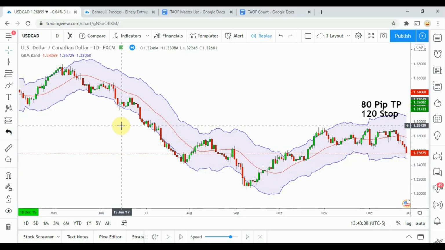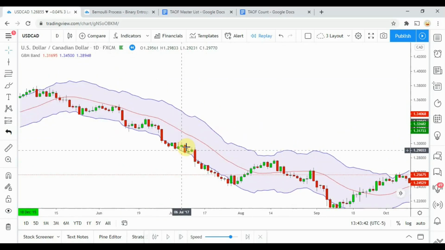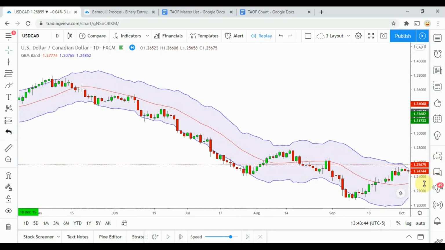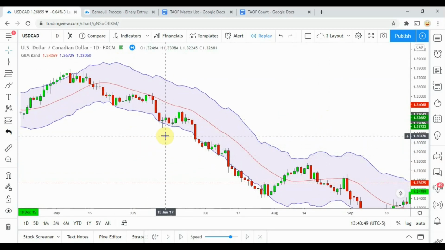So that might be a little bit difficult to understand. Let's go ahead and take a look at an example real fast, and then I'll stop blathering on about things and we'll get into testing the indicator.